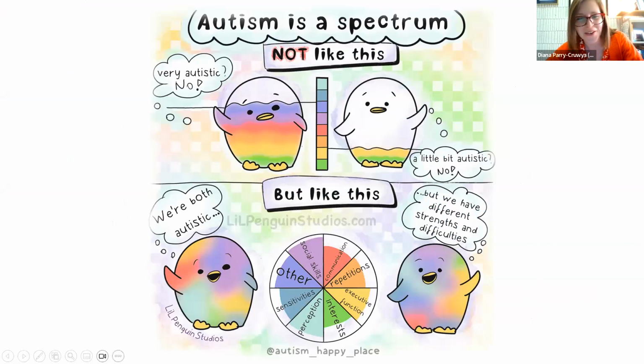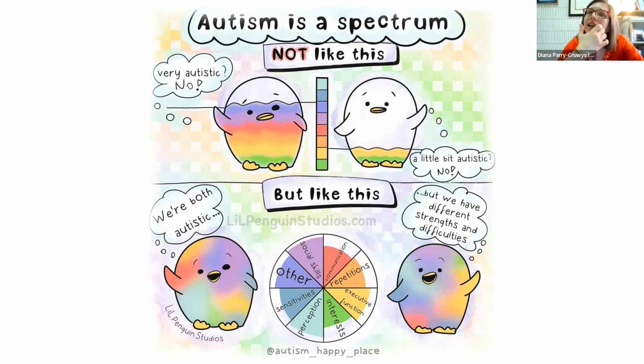Now I grabbed this graphic from the Little Penguin Studios. I love these penguin guys, but I don't know if you've seen this floating around on the internet before, but it's talking specifically about autism, and it's presenting to us the idea that autism is not a spectrum in the sense of some people have quote unquote more autism and some people have less autism, right? So these little penguins are saying, am I quote unquote very autistic? Am I a little bit autistic? No, that's really not how this operates. And I think this same idea will really hold true across different neurodivergent perspectives that we may be discussing in the future.